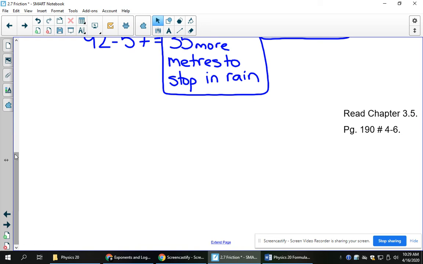Okay. Page 190 has questions 4 to 6 on friction, and page 183 has your chart showing you coefficients of static and kinetic friction that you can use. Anything else on page 190, I think, has an angle to it, which we aren't doing. So that's it for this lesson. You just have to do 4, 5, and 6 from page 190 and reading of chapter 3.5.